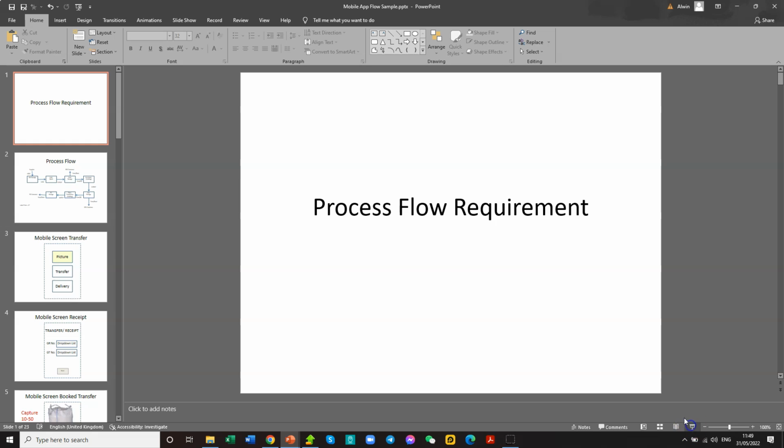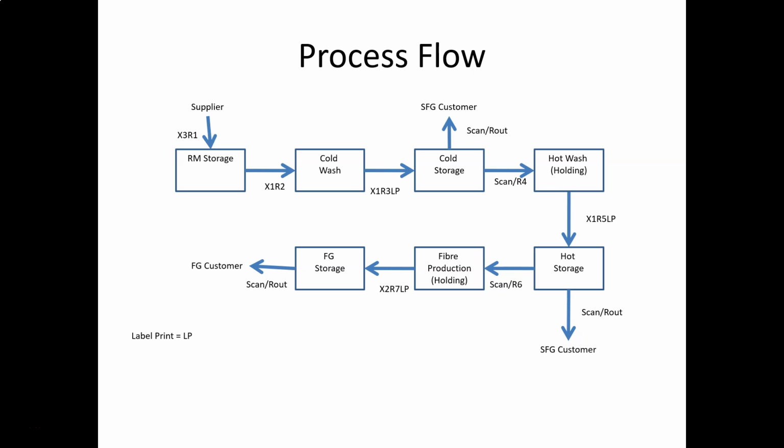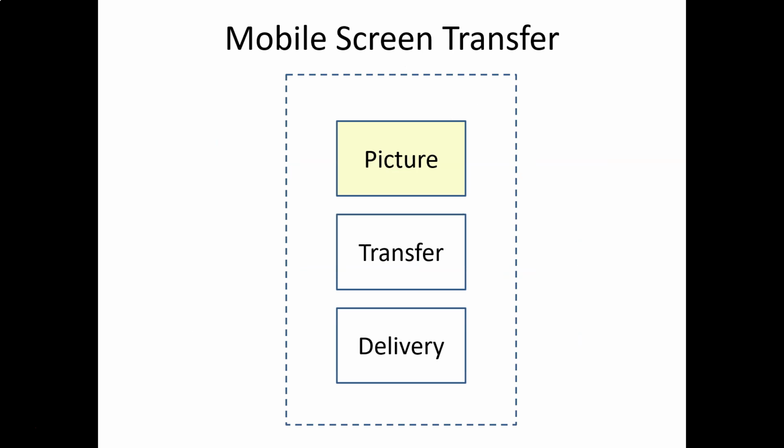So for example, in the process flow, in simple words or simple diagrams, you just have to draw out to tell me how many stations you have and what kind of activities you want happening. So for example, X1R2, what's going to happen here? X1R3 LP, what's going to happen here? And so on and so forth. For a mobile phone, a simple diagram like this will be useful.